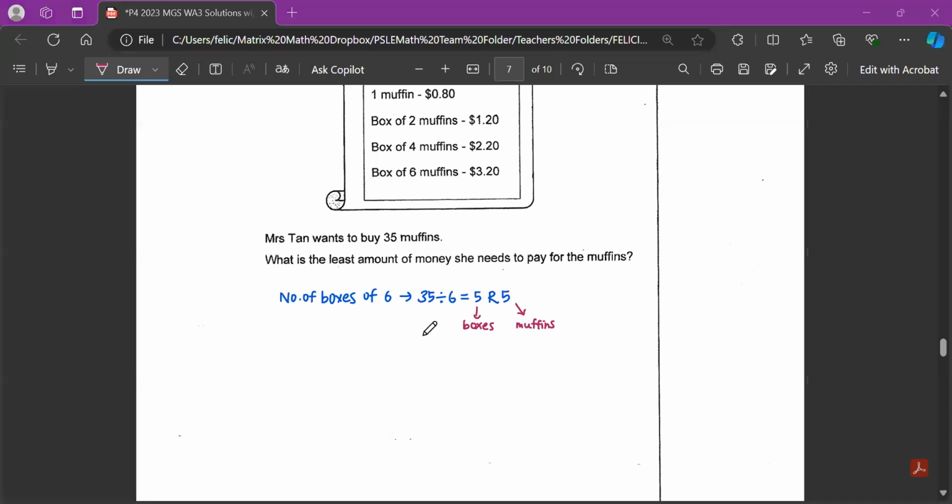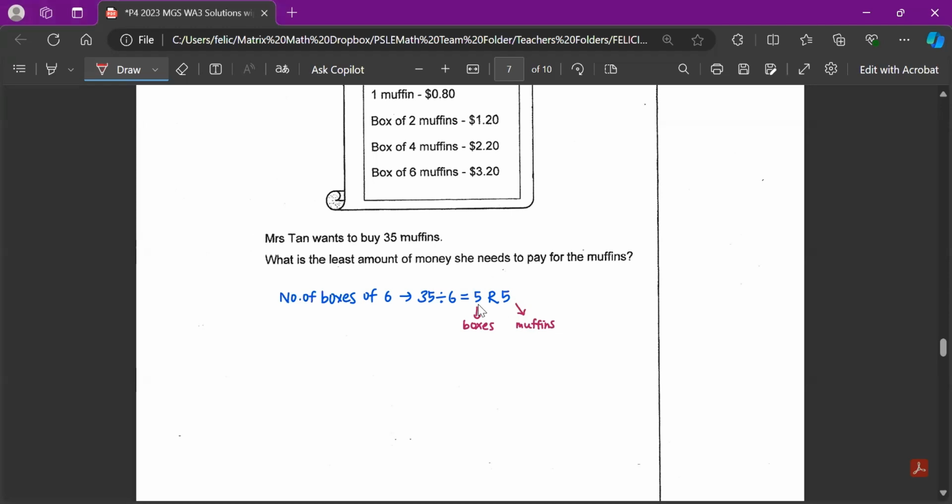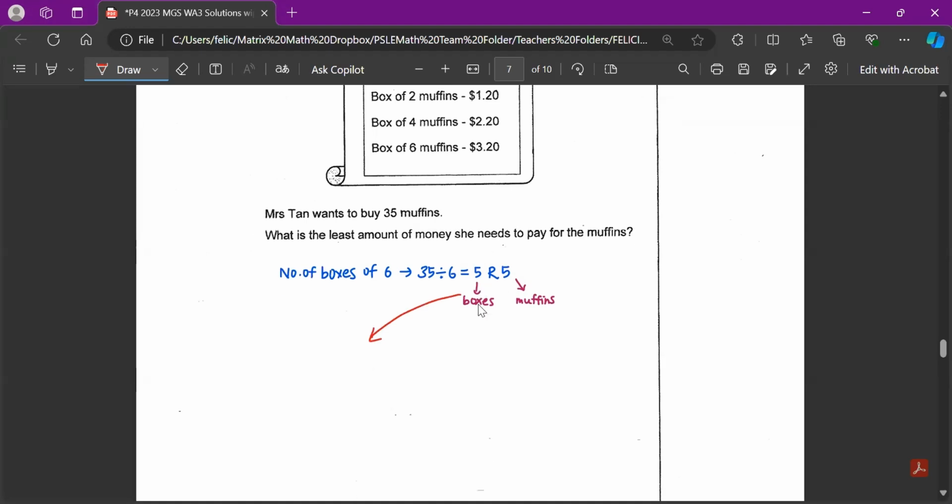Now that we realize that there are 5 boxes of 6 muffins, we shift our focus to the money now, because the question is asking for money in the end. So we're going to focus on finding out how much I pay for these 5 boxes first. So let's do that first. I'm just going to use an orange color pen to settle this. So let's work on that.